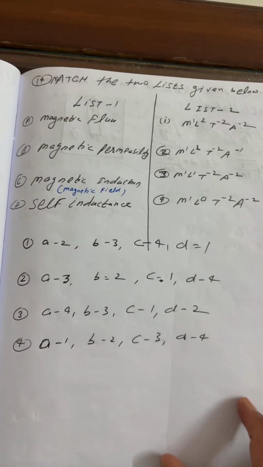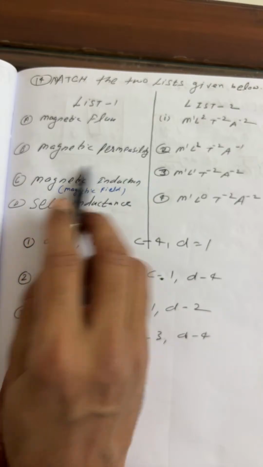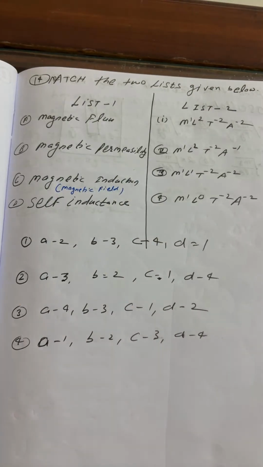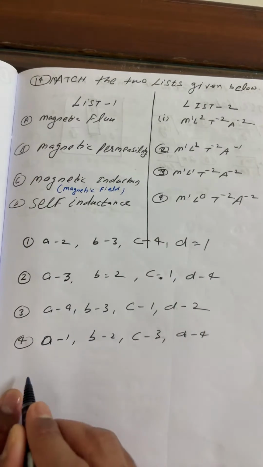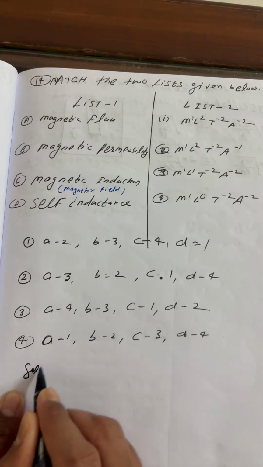Very good, my dear. This is the magnetic flux. Then magnetic permeability, magnetic induction. Student, magnetic induction you can also see is the magnetic field. There is self-inductance, and half LI squared is energy we can find. So magnetic flux was also here. I can see the solution.